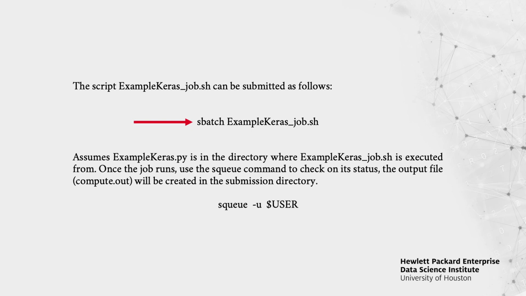Once the Slurm batch script is configured, the script can be submitted to the resource manager as follows: sbatch examplekeras_job.sh. Note the examplekeras_job.sh script assumes the input Keras script is contained in the same directory that it is executed from. As the job runs, its progress can be monitored via the squeue command. And once it completes, the specified output file will be populated within the submission directory.